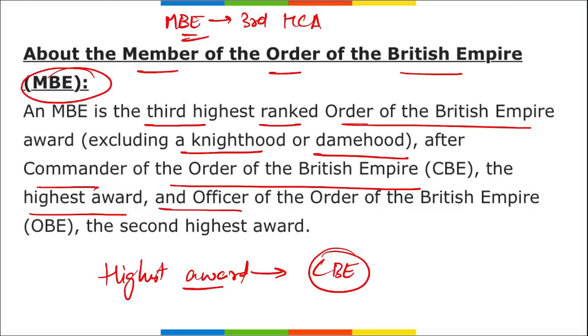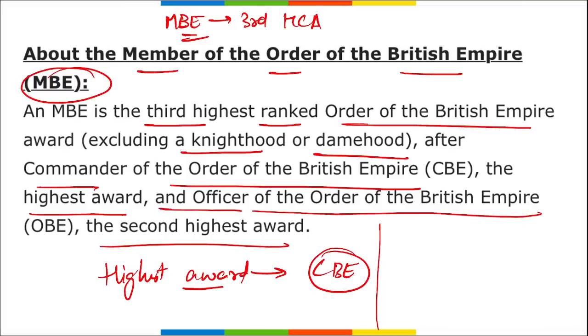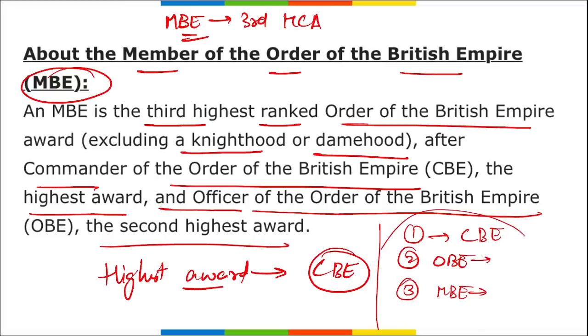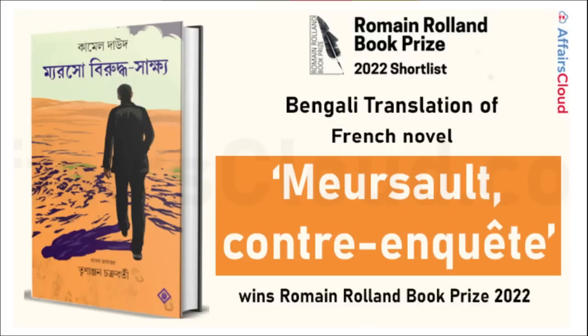Then the Officer of the Order of the British Empire is the second highest award. So if we write in order, the first highest is the Commander of the Order of the British Empire. The second highest is the OBE, the Officer of the Order of the British Empire. And the third highest award is the MBE, the Member of the Order of the British Empire. These are the highest awards of the United Kingdom.